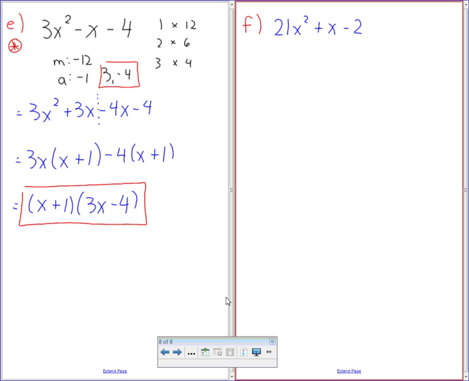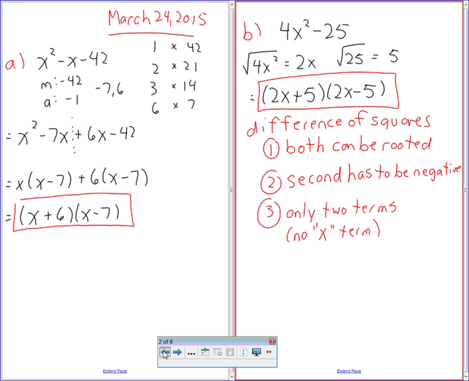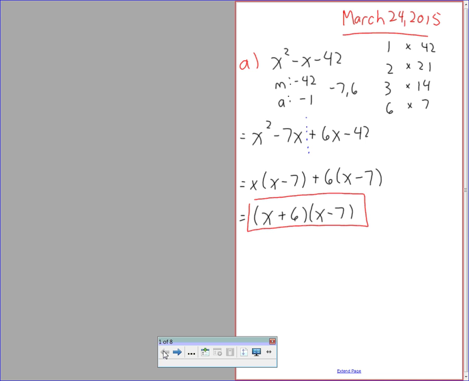Can you be brave, please, and give me the M and the A, please? Negative 40, no, yes, 42, A plus 1. Okay. Now, again, 21 and negative 2 is negative 42. If you take a look, this looks a lot like that example right there, okay?